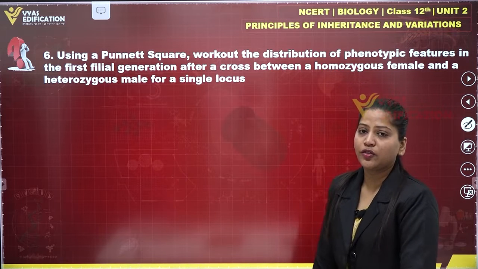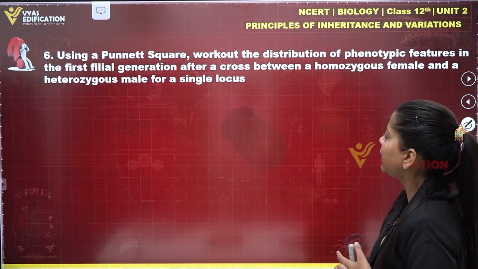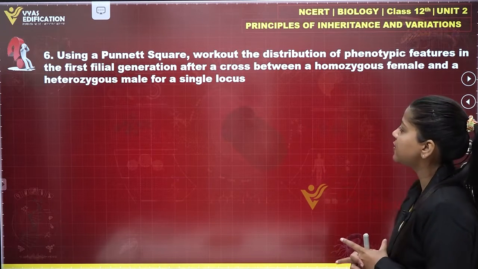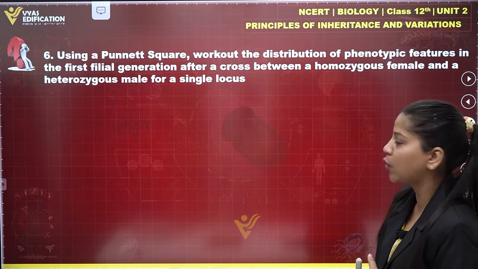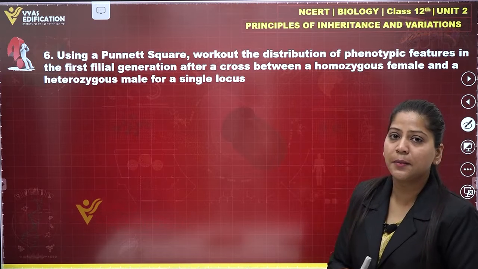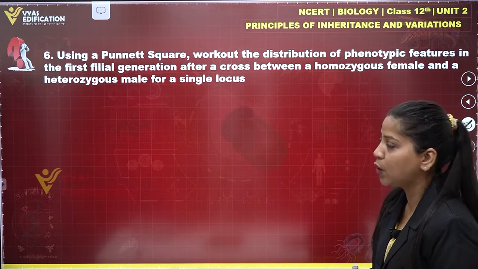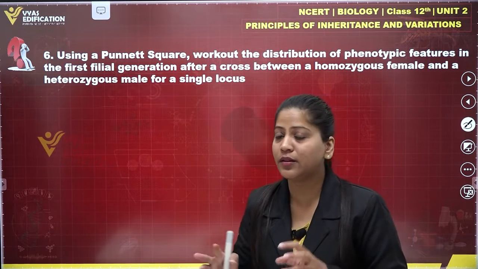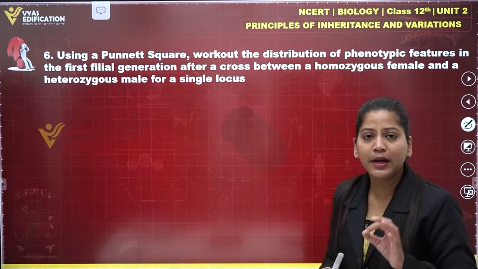Now let's talk about question number 6. Using a Punnett square, work out the distribution of phenotypic features in the first filial generation after a cross between a homozygous female and a heterozygous male for a single locus. So now what we have to do in this question number 6, we have to make a Punnett square.